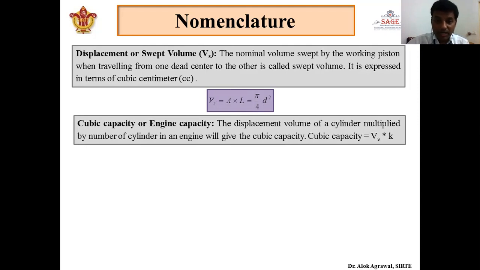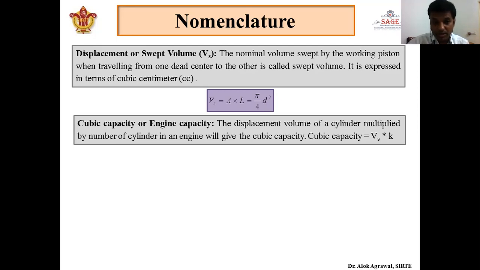But if it is a multi-cylinder engine, we have seen that an IC engine is classified on the basis of the number of cylinders. If there is a single cylinder, we call it a single cylinder engine. And if there is more than one cylinder, we call it a multi-cylinder engine. So on the basis of the number of cylinders, engine capacity is decided. It is denoted by cubic capacity.